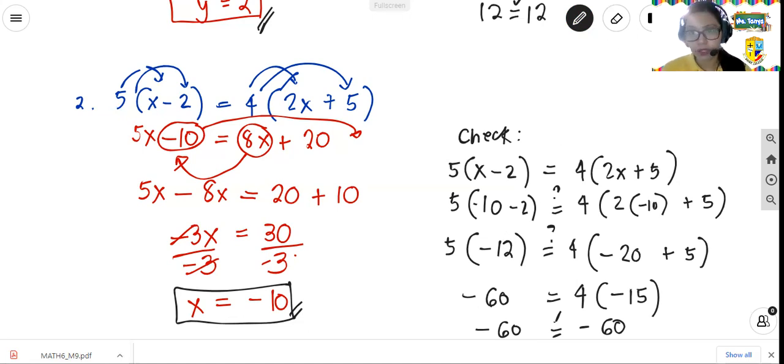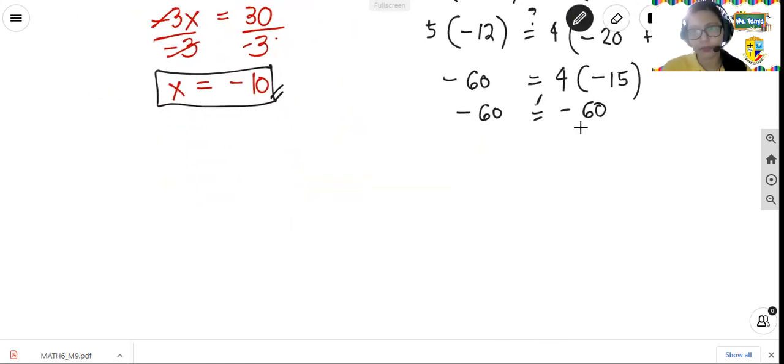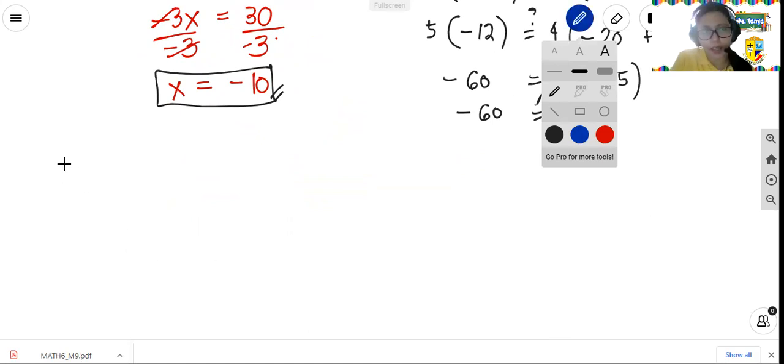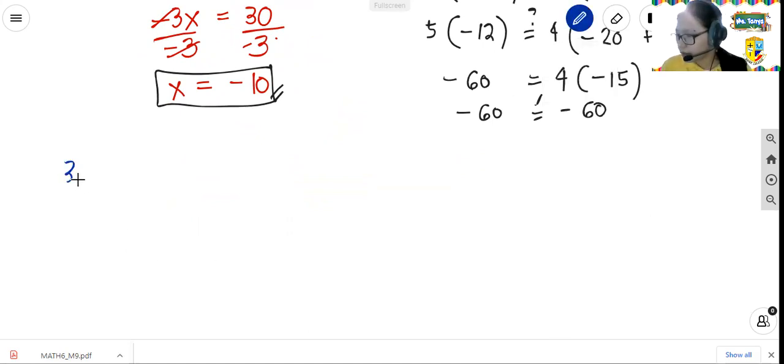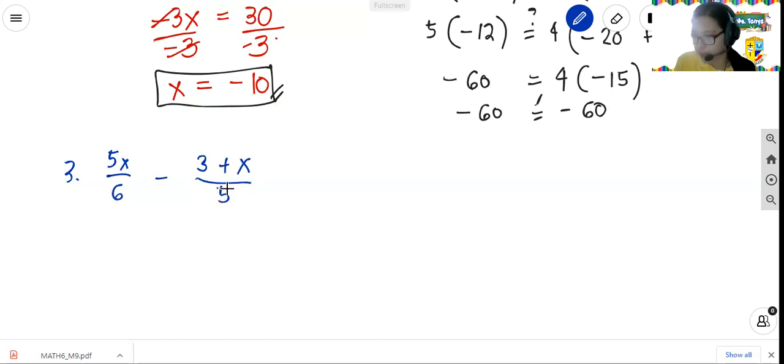Okay, so let's try one last example. So let's have 5x over 6 minus 3 plus x over 5 equals 4 over 3. Oh, this is a bit complex. It has a lot of fractions. So how do we deal with this? How do we isolate the variable or the terms with the variable?